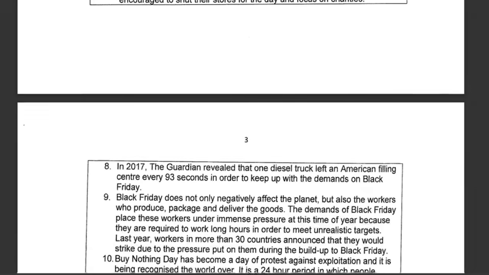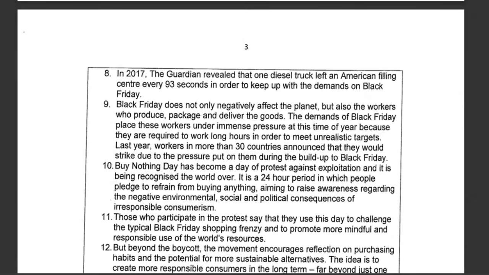In 2017, The Guardian revealed that one diesel truck left an American filling center every 93 seconds in order to keep up with the demands on Black Friday. Black Friday does not only negatively affect the planet, but also the workers who produce, package, and deliver the goods. The demands of Black Friday place these workers under immense pressure at this time of year because they are required to work long hours in order to meet unrealistic targets. Last year, workers in more than 30 countries announced that they would strike due to the pressure put on them during the build-up to Black Friday. Buy Nothing Day has become a day of protest against exploitation, and it is being recognized the world over.